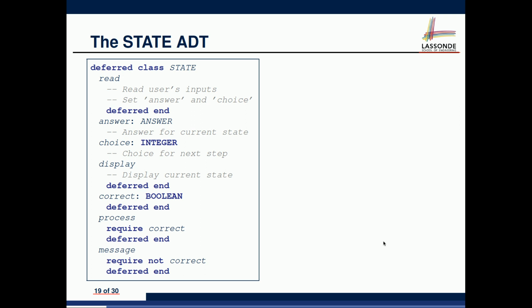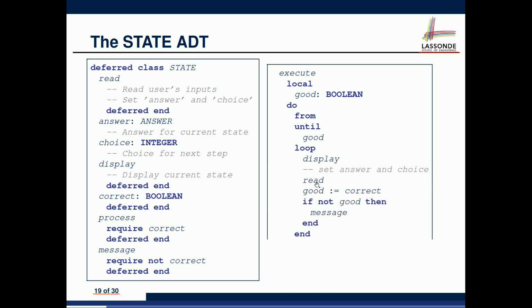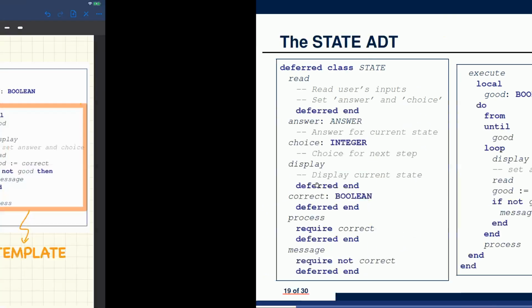Let's take a look at the execute feature, which is interesting. The interesting thing is the execute feature itself is implemented. However, its implementation depends on things that have not been implemented yet. That's the interesting bit. Okay, let me show you. You can see for execute here, I simply have some local variable called good. Okay, and then I will simply say display. Display is referring to the display over here, which is deferred, right? And also I got read, I got also correct, I got message and process. Okay. Now I have seen all the code here.